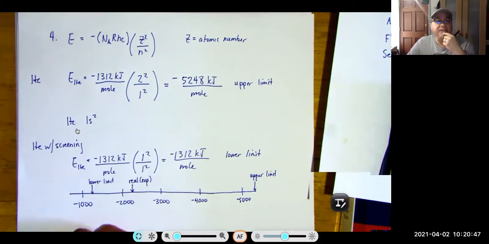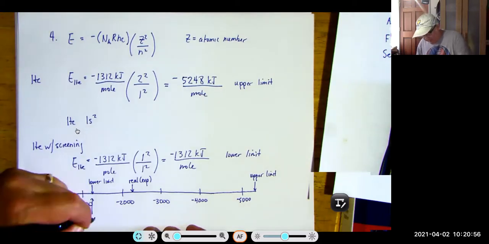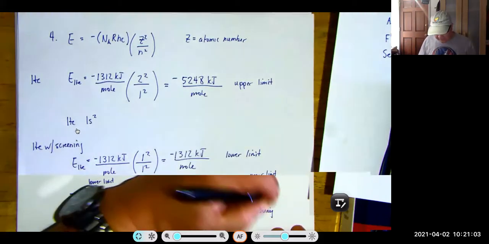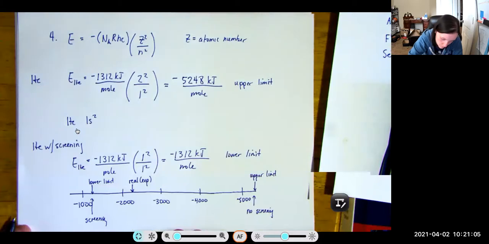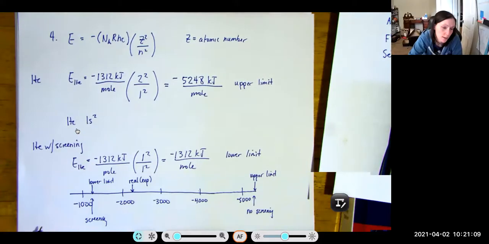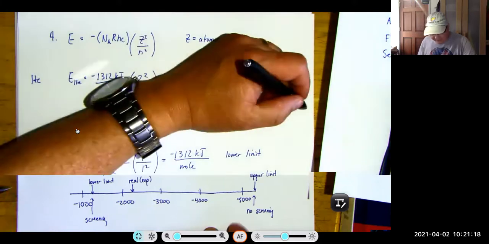So what does this tell us about the ability of one electron to screen another? Well, remember, for the lower limit, we have screening, and at the upper limit, we have no screening. Now, the real value is closer to the lower limit than it is to the upper limit. So it's likely that it's being screened. I would say that screening is pretty effective. And here, let's write out a sentence to say that.